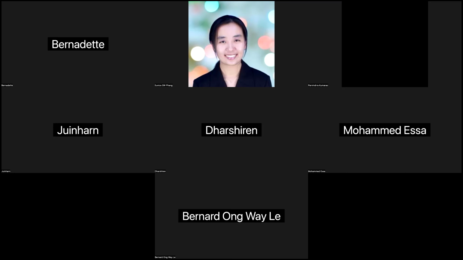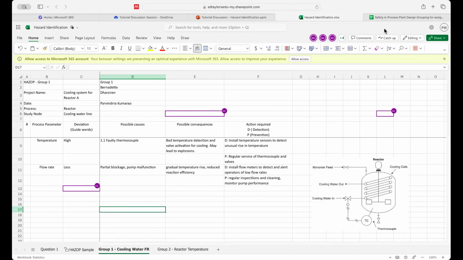Okay, so welcome back, and let me share the screen so you can look at what we have here. Let's take a look at what we have with group 1. Anyone to present? You're working on the cooling system for reactor A, looking at 2 different process parameters. Over to you, group 1, who wants to present? Anyone? Come on. I'll present it, miss. Okay, sure.